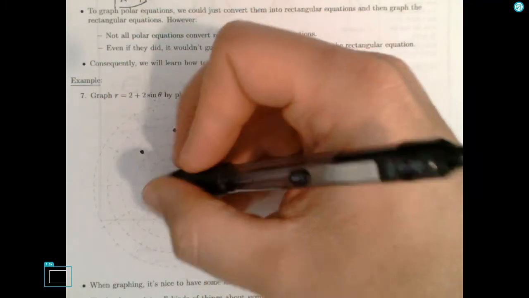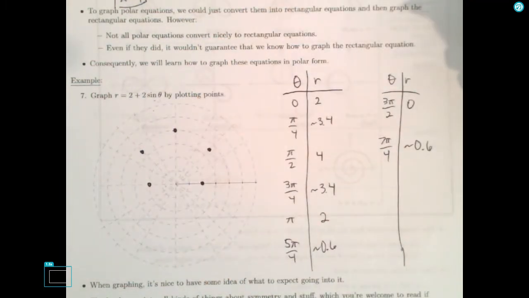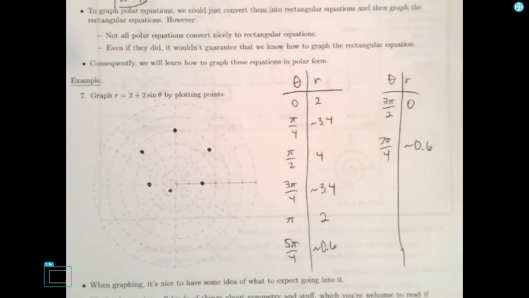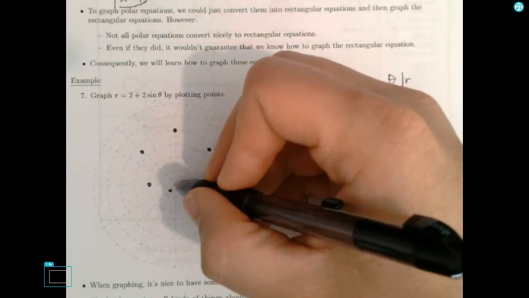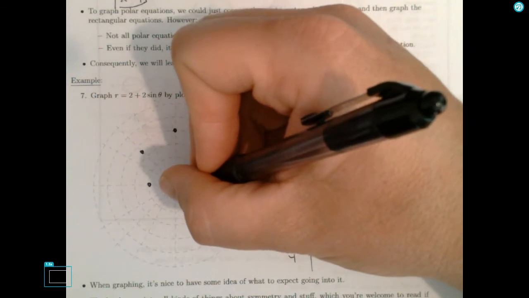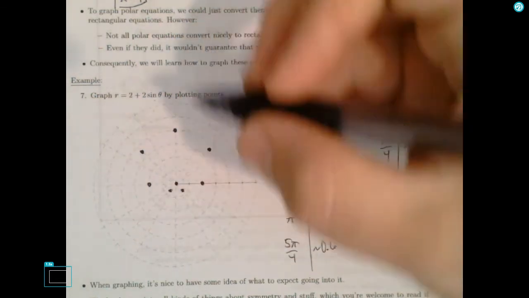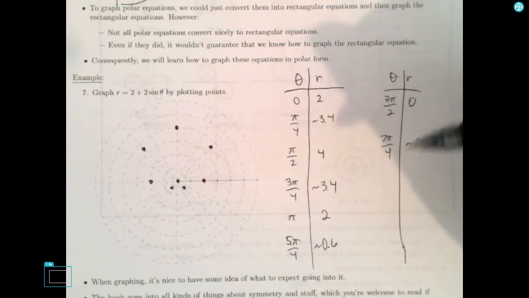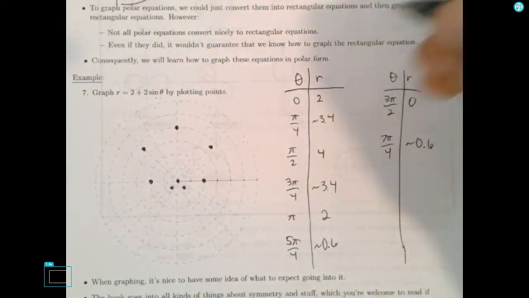At theta equals pi, r equals 2. At theta equals 5 pi over 4, r is 0.6, a little more than a half. At 3 pi over 2, r is 0. And at 7 pi over 4, r is back out to about 0.6. And then at 2 pi, we kind of start all over again. Now, the cool thing about polar coordinates is that if you connect the dots in order, I think it gives you a better idea of what you're dealing with.